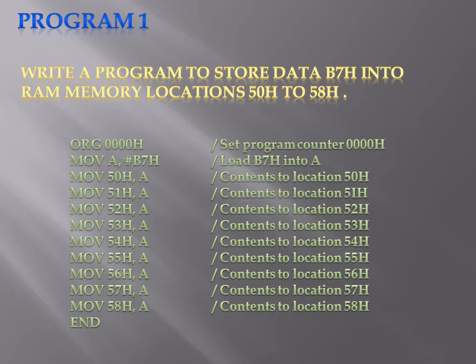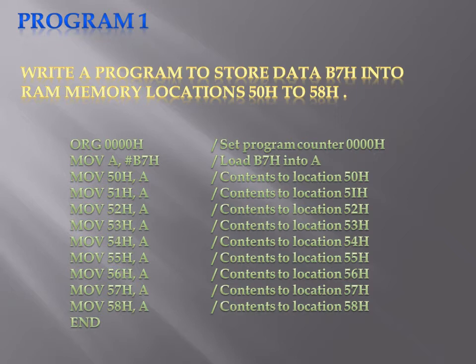So we can do it individually. MOV 50H, A means moving the B7 hexadecimal to the 50H location. In the same way, we can move the same content B7H to all the memory locations. MOV 51H, A, MOV 52H, A, MOV 53H, A, MOV 54H, A, MOV 55H, A, and so on. MOV 58H, A are the individual instructions with which we load the same contents placed in the accumulator to all memory locations from 50 to 58H, and then we write END.